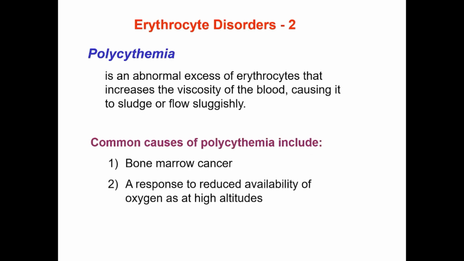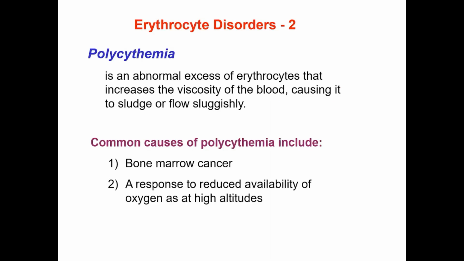Another disorder of RBC is polycythemia, in which the number of RBC increases, and it increases the viscosity of the blood, causing it to sludge or flow sluggishly. Common causes of polycythemia include bone marrow cancer and a response to the reduced availability of oxygen at high altitudes. So today I discussed the RBC.